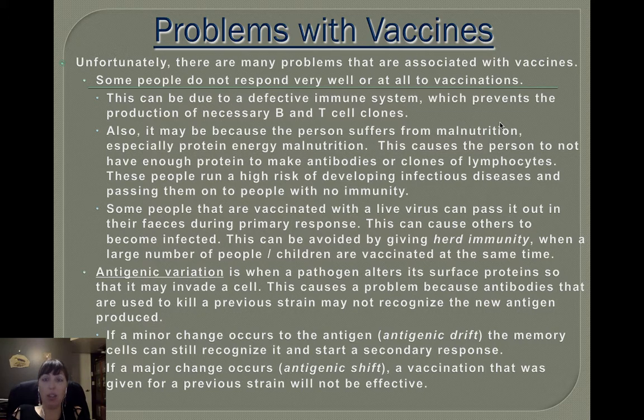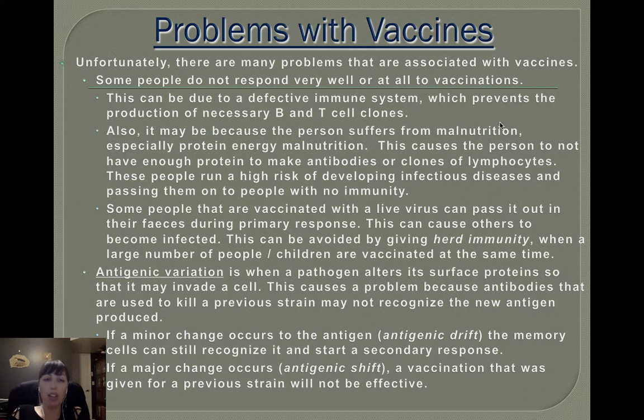Some people that are vaccinated with a live virus can pass it out in their feces during primary response, which can cause others to become infected. But this can be avoided by giving herd immunity. So this is when a large number of people, a high percentage of a particular population, has been vaccinated at the same time. Okay, and herd immunity is very important because then if there are few individuals who don't respond well to the vaccines, it's generally still safe because everyone else has been vaccinated and carries immunity. So therefore, the likelihood of any disease becoming endemic in that population is low.